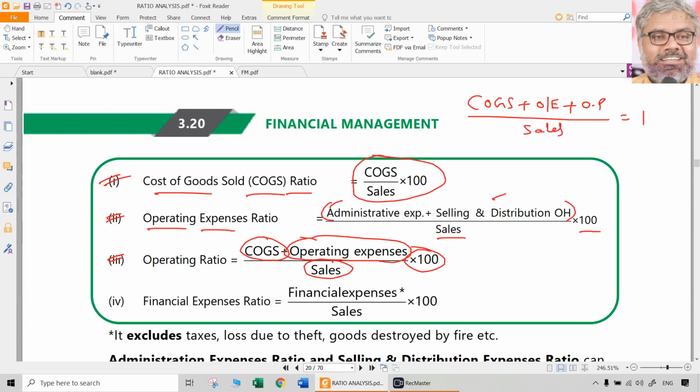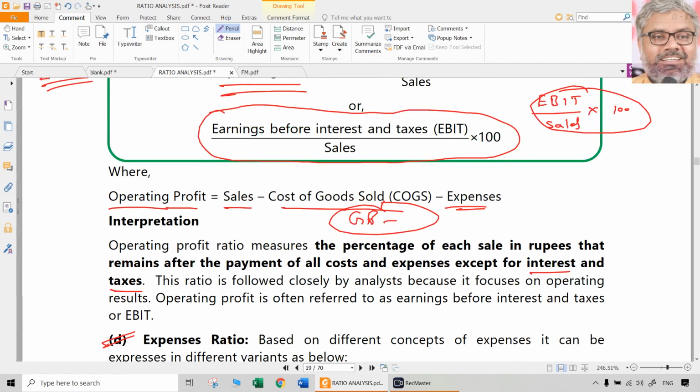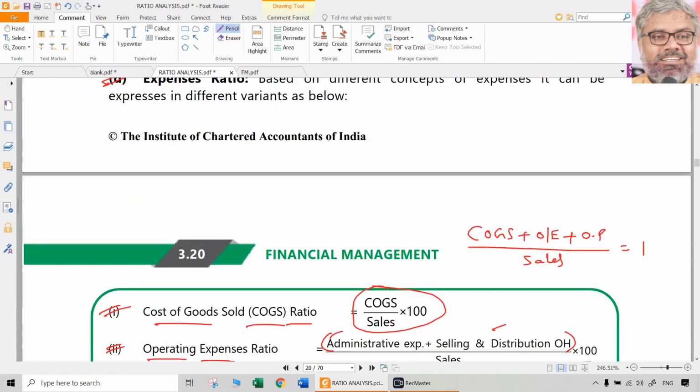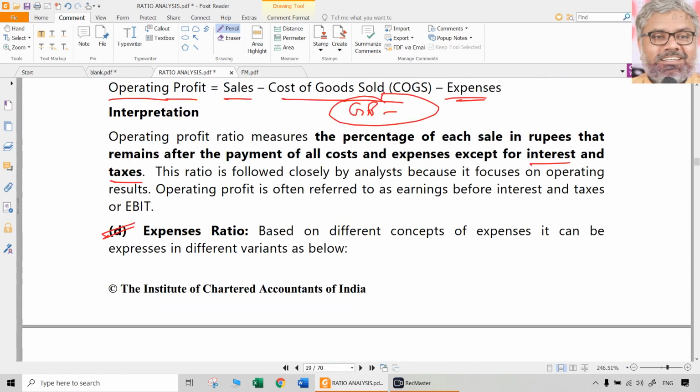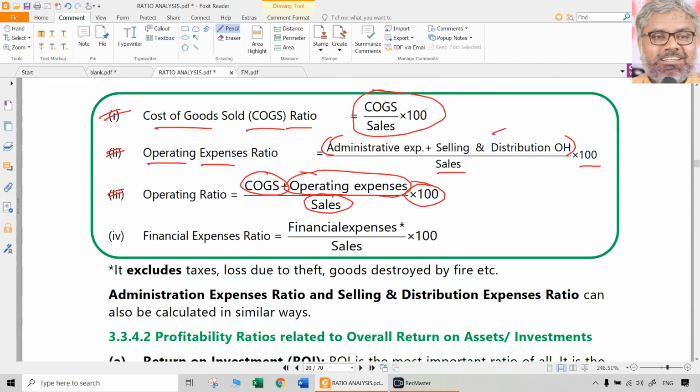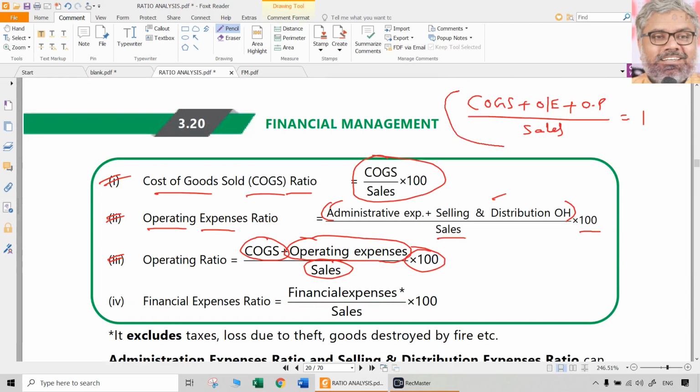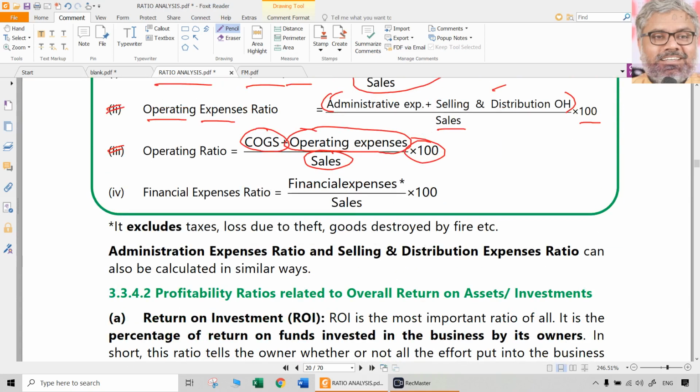Why? Because cost of goods sold plus operating expenses plus operating profit is what sales is about. Because operating profit is nothing but sales minus cost of goods sold minus operating expenses, isn't it? That is why operating ratio and operating profit ratio, these two are complements to each other. Complements to each other means the total of them will be equal to 1. So this portion is called operating ratio. This portion is called operating profit ratio. Total of them will be equal to 1.